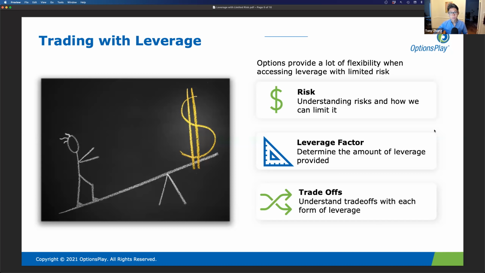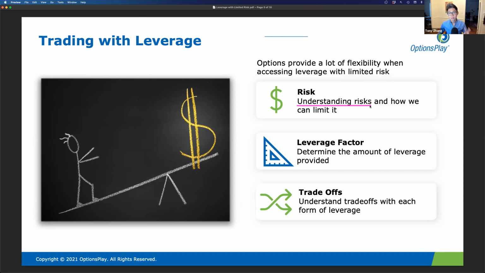Or if you're trading options, the difference about options leverage is the fact that it provides you with a lot of flexibility. It's not like futures or Forex leverage, where you have a set amount of leverage and you choose to use it or not. With options, you have a lot more flexibility, and more importantly, you have access to leverage with limited risk, something that the other asset classes do not provide you with. So today, we really want to spend some time understanding these risks and how we can utilize options to our advantage to limit those risks.